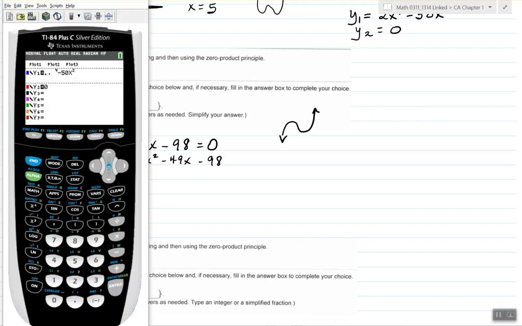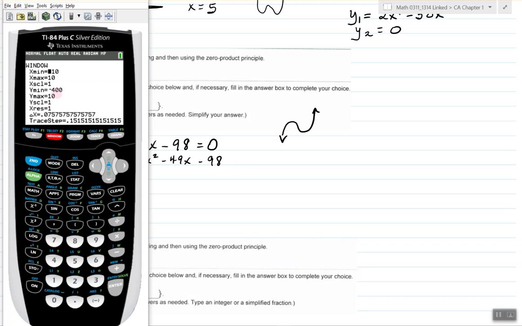All right. So I have cleared y1, and I will type in x raised to the third power. Now mine made it as a tiny exponent. If yours did too, you need to use the right arrow key to get out of that, plus 2x squared minus 49x minus 98.